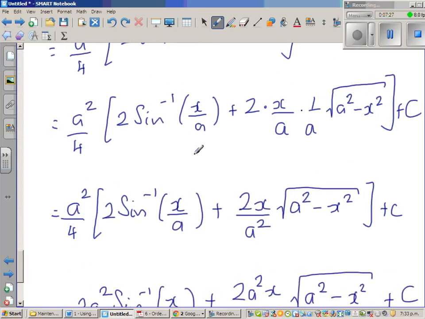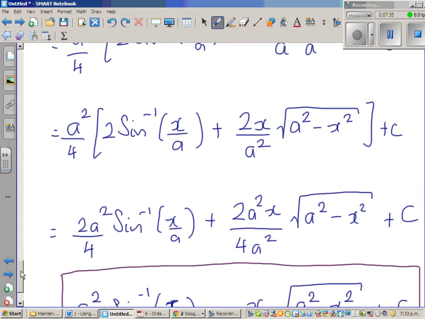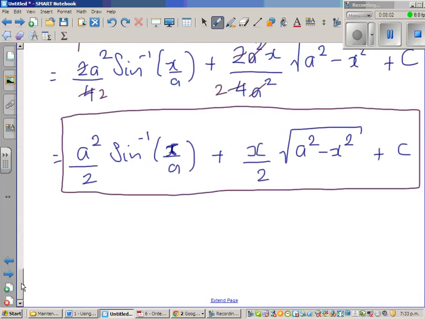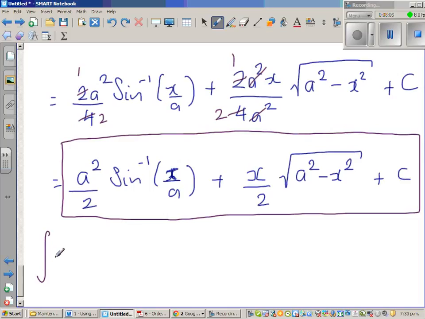Now this is simple simplification. This becomes 2x over a squared times the square root of this. Then expanding with a squared, this is a squared over 4 times sine inverse of x over a plus 2a squared x over 4a squared. So the a squared and a squared get cancelled, and this becomes half. Finally, this is the final result: the integration of the square root of a squared minus x squared dx is equal to a squared over 2 times sine inverse of x over a, plus x over 2 times the square root of a squared minus x squared, plus c.